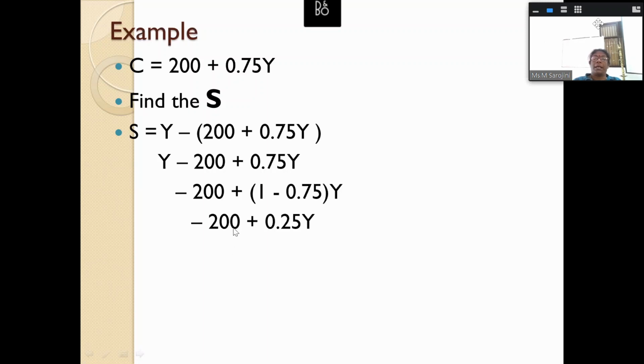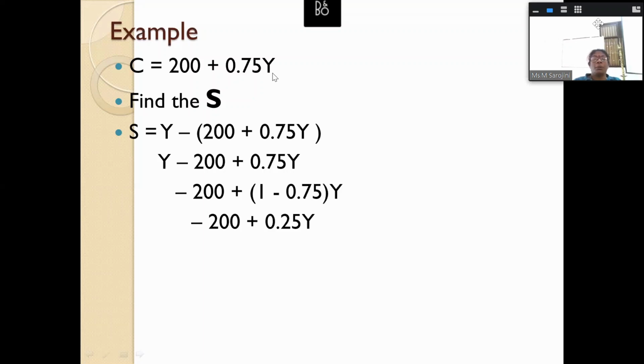This is one method. Also, directly you can derive it from the consumption function. Just put the minus to the a, that is minus 200, plus 1 minus MPC, that is 1 minus 0.75, that is 0.25Y.